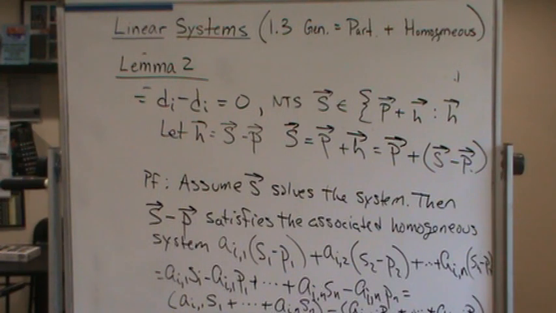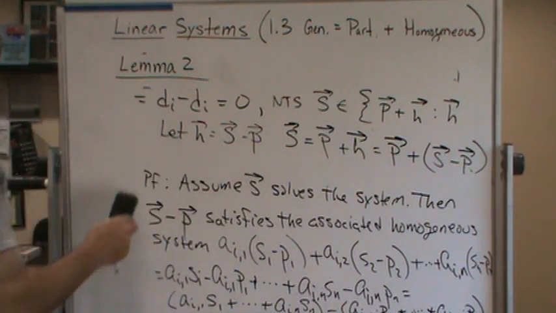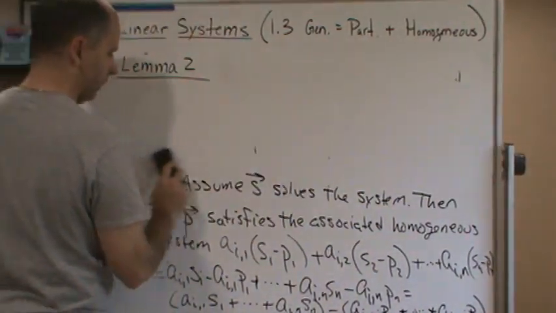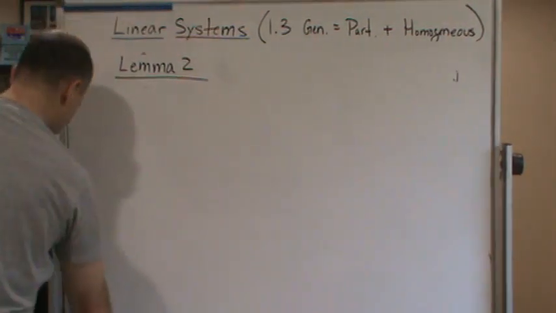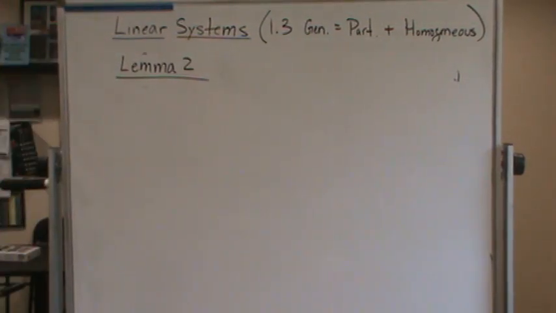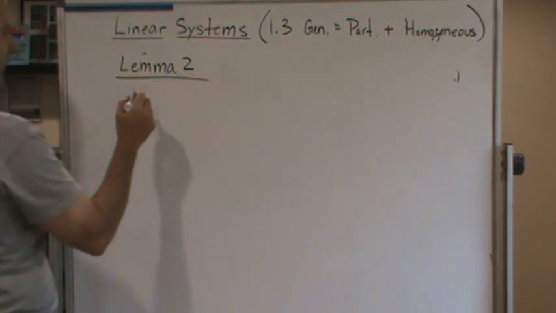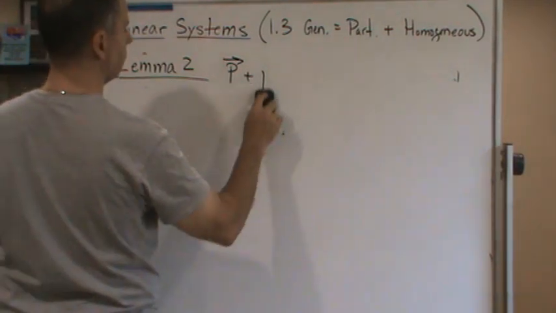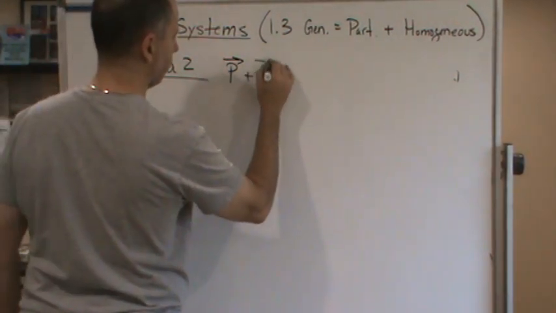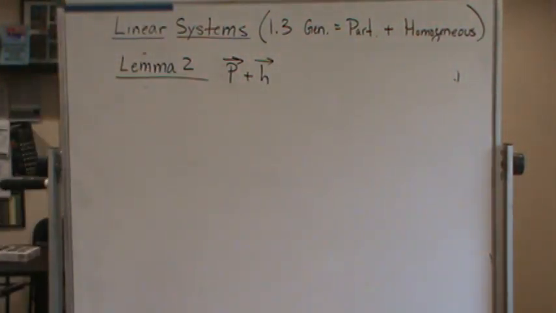Now, to go the other way, let's take a vector of the form P plus H. Now we're going to take a vector that's in the set of solutions, right? Of that form where P is a particular solution, and H is the solution to the associated homogeneous system. So let's start with that one. Let's take the vector P plus H, where P solves the system and H solves the associated homogeneous system. So it is in that resulting set.